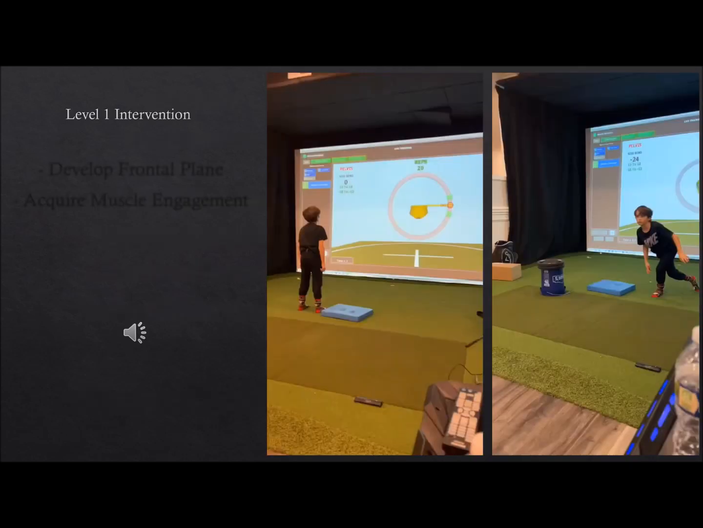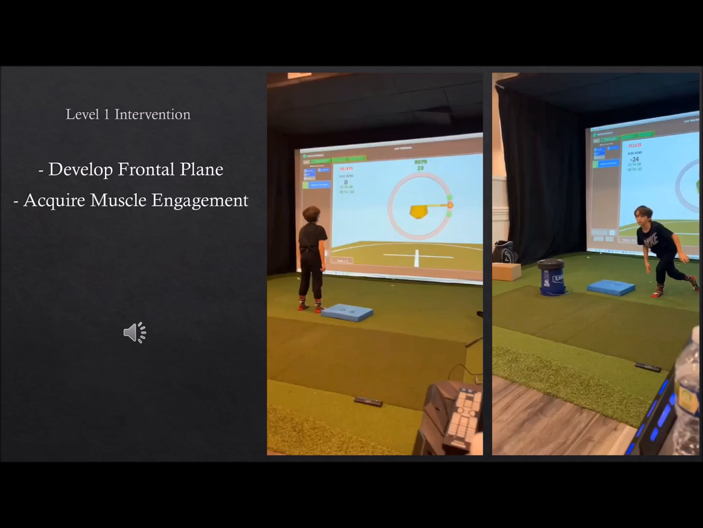So the goal of the level 1 intervention for Michael was to develop the frontal plane movement. This meant getting his pelvis and ribcage moving with each other properly in the frontal plane. Secondary goal was to acquire the muscle engagement that went along with these movements of the ribcage and pelvis.